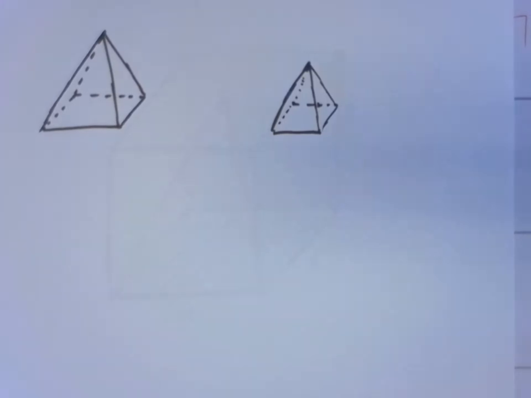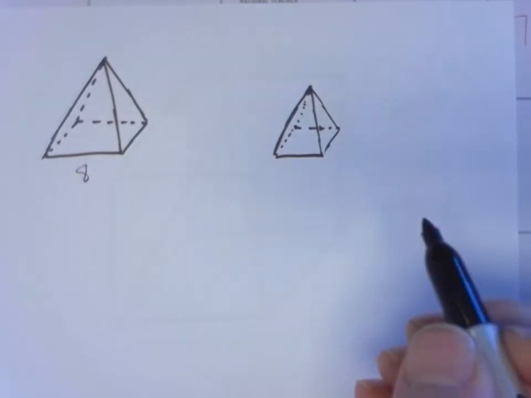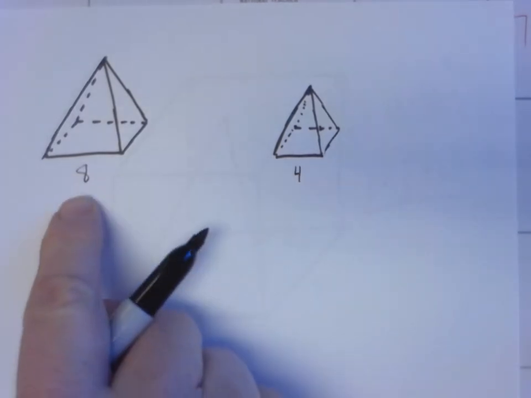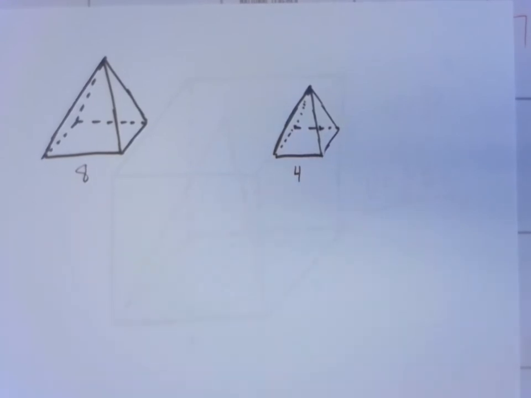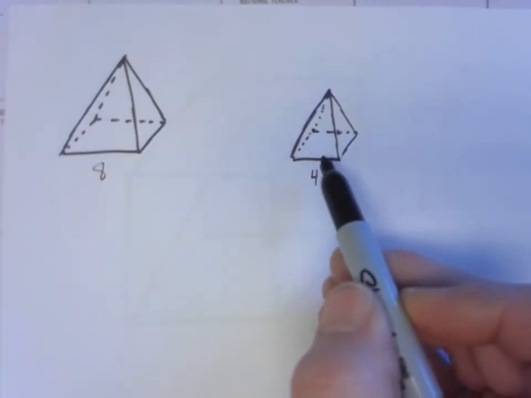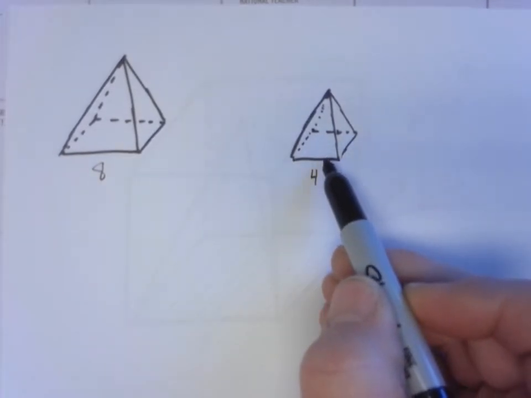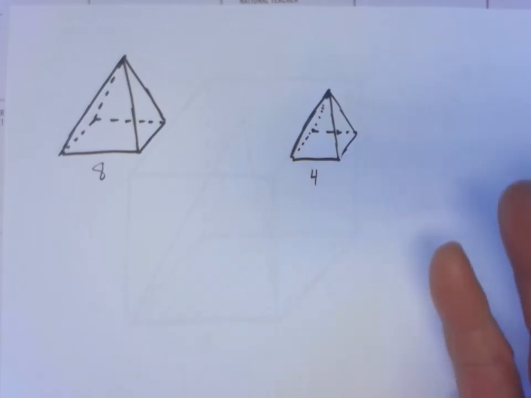Let's talk about scale factor here for a minute. We have 8 here, we have 4 here, so we can see our scale factor is either 1/2 or it's 2, depending on which direction we want to go. What do you think about the volumes of these two things? Do you think the volume here is going to be double the volume here? We saw that with areas, that the areas don't double when the lengths of the sides double. What do you think about volume?